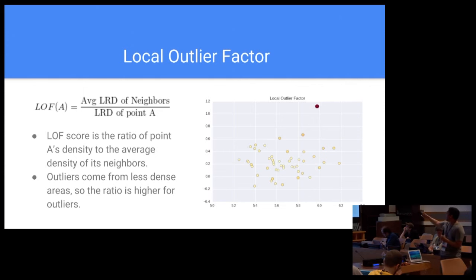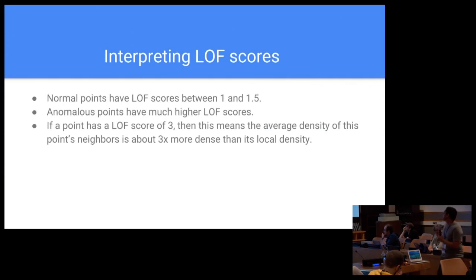And so for this example, that outlier up there, the red point, has an LOF score of 2.7. What does that mean? Well, first of all, a normal point should have an LOF score between 1 and 1.5. What does 1 mean? It means the average density of your neighbors is about the same, you're in the same density region as your neighbors. On the other hand, if it's much higher, that means you come from a less dense region.